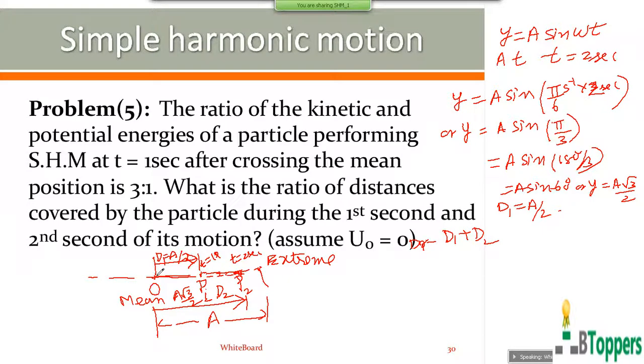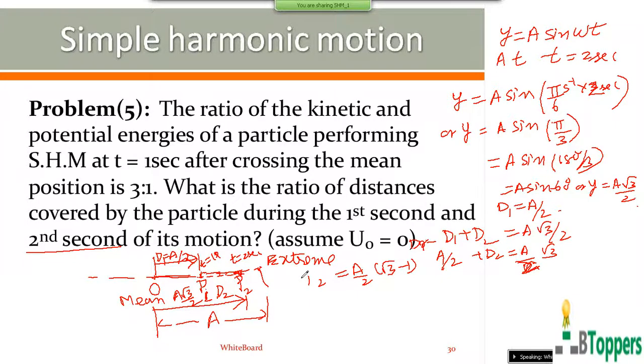d1 is distance traveled in the first 1 second after crossing the mean position from O to P1. d2 is the distance traveled during the next 1 second, that is during the second second, between the two instants t equal to 1 second and t equal to 2 seconds, between the position P1 and P2. d1 plus d2 equal a root 3 by 2. So you can substitute d1 equal to a by 2. So you get d2 equal to a by 2 into root 3 minus 1.